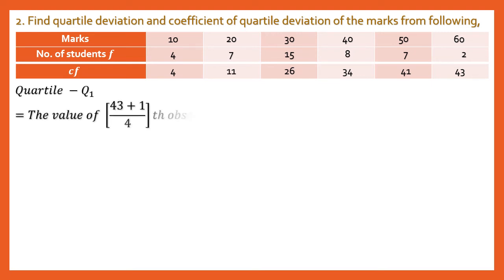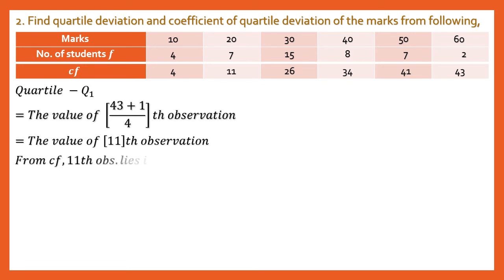Because this is a discrete distribution, I start with my calculation of quartile, that is Q1, as the value of the (43 plus 1) upon 4th observation. Now 43 plus 1, because it's a discrete distribution, still I have to add 1. That would be 44 upon 4, that is the 11th observation. Now I have to find this 11th observation in my CF row. If you can see here, the 11th observation falls under the CF 11 itself. In front of that CF 11, if you check the marks, there are 20 marks. That means my first quartile here will be 20.